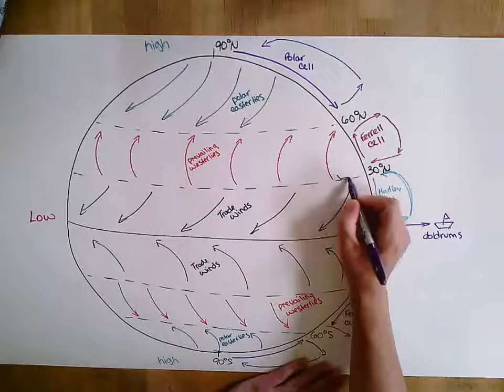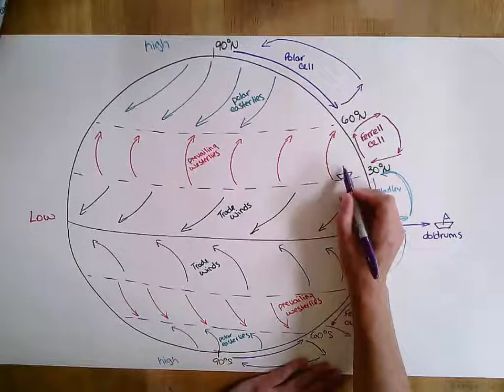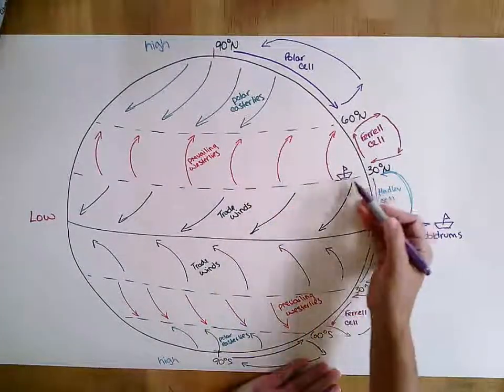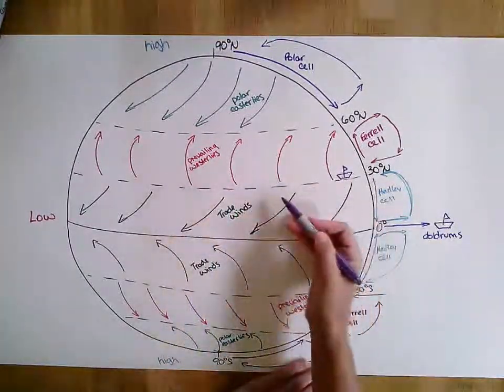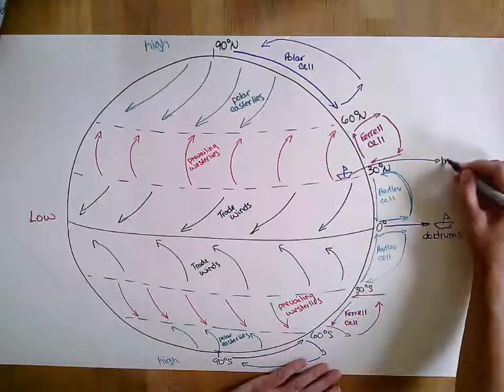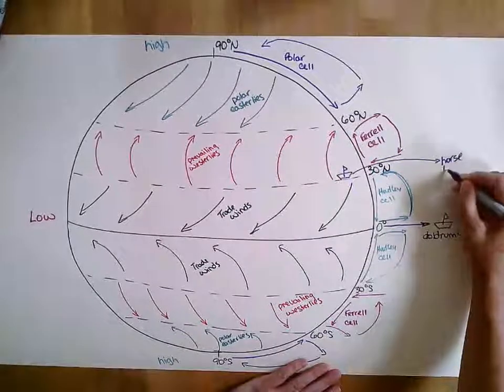Another place where sailors used to get stuck was right here at 30 degrees. Draw another terrible picture of a boat. And again, they would get stuck here because there's no wind right in this line right here, because the winds are going in opposite directions. And this, strangely enough, is called the horse latitudes.